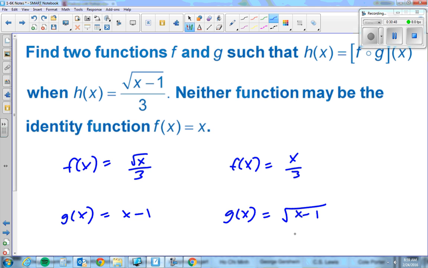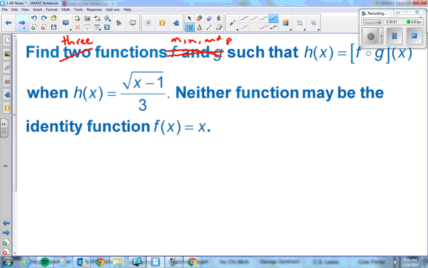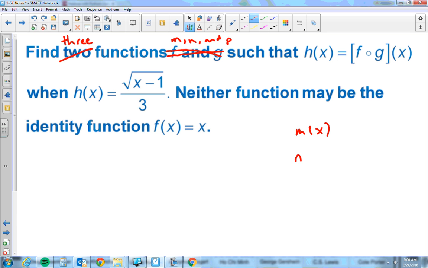Now, I'm going to change the question. So just watch. You don't have this on your paper, so just watch. I'm going to make up three functions, m, n, and p. They're going to correspond to the 3 things happening. I'll kind of randomize this. We'll say m is the division by 3, and n is the subtraction by 1, and that means p is the square rooting. Okay? So which of these would happen first?